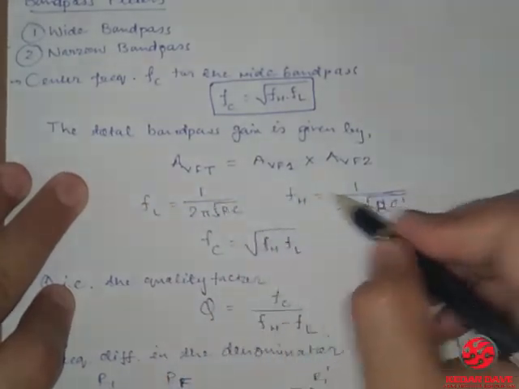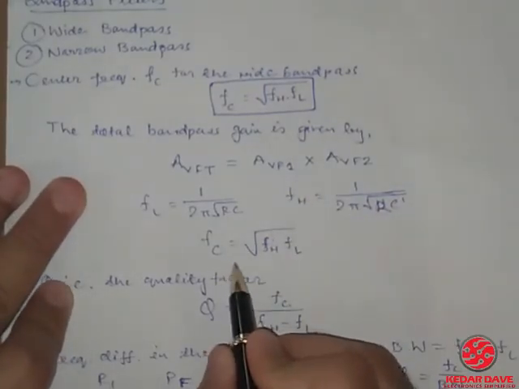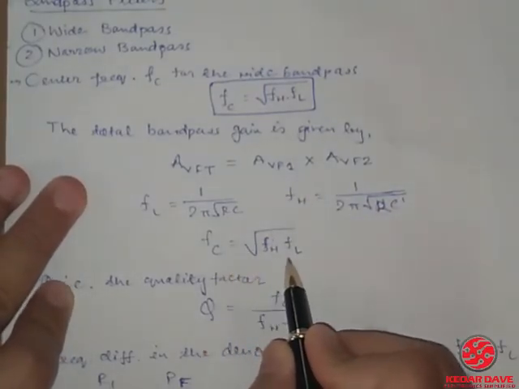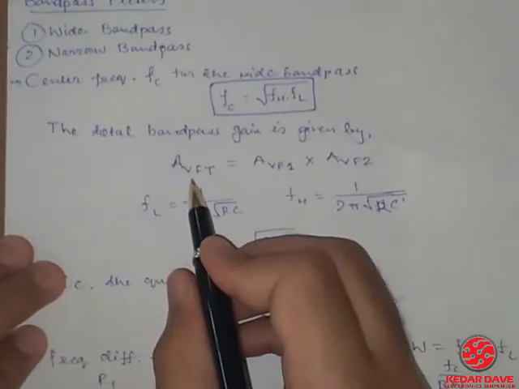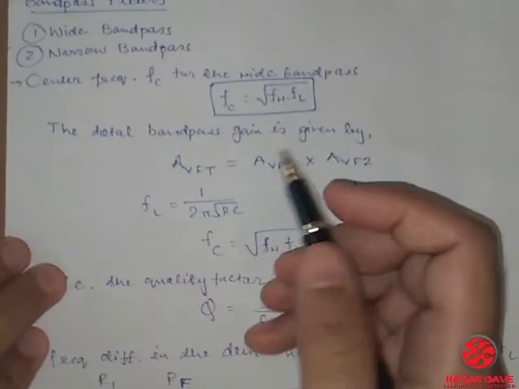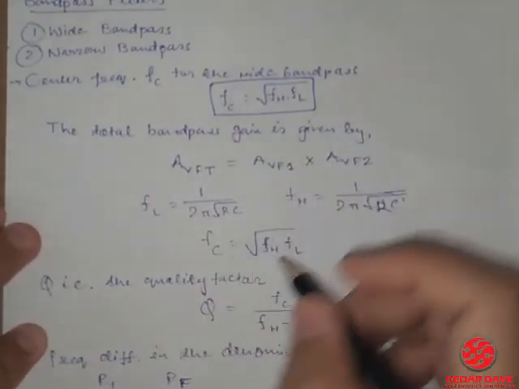So if we put this equation into this term, then we get Fc equals the square root of Fh into Fl. Why? Because this term also relates to a frequency, and that is the cutoff frequency of this particular filter.